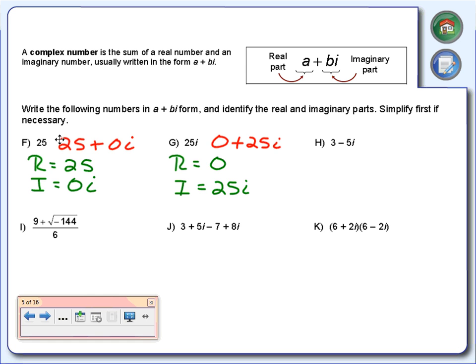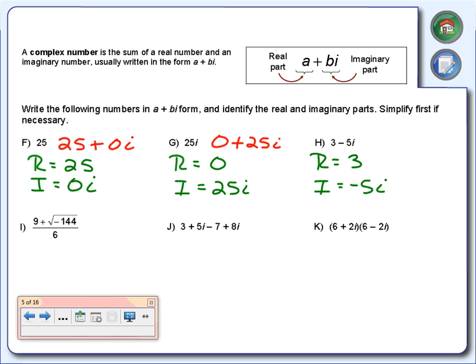H, we have 3 minus 5i, which is already the complex number. It's already in that a plus bi form, so we don't have to change anything there. But we do need to identify what's real and what's imaginary. All right, so Annika, what's going to be the real part? 3, and the imaginary part would be the negative 5i. So 3 is the real part, negative 5i is the imaginary part.